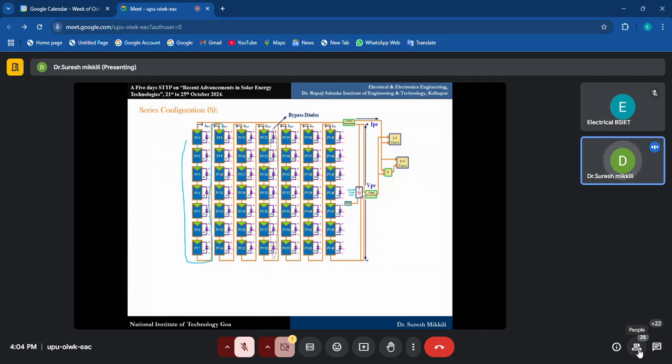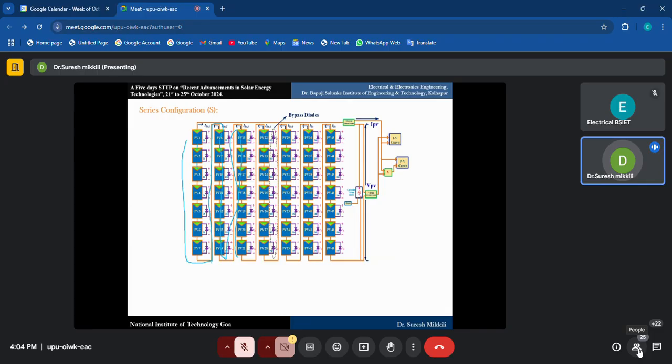1 to 2, 2 to 3, 3 to 4, 7 to 8, then 14, and from 14 it goes to 15. So in the series configuration, all the 49 modules are connected in series. When will we use this application? Any guess? In the series configuration, what has happened?